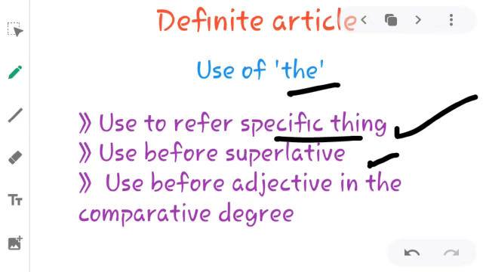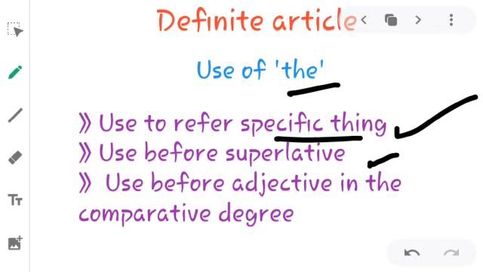We also use the before superlative words. Superlative words, for example, strong, stronger, strongest. The superlative is strongest. So, she is the strongest contender for the trophy. We are using the before the superlative form.